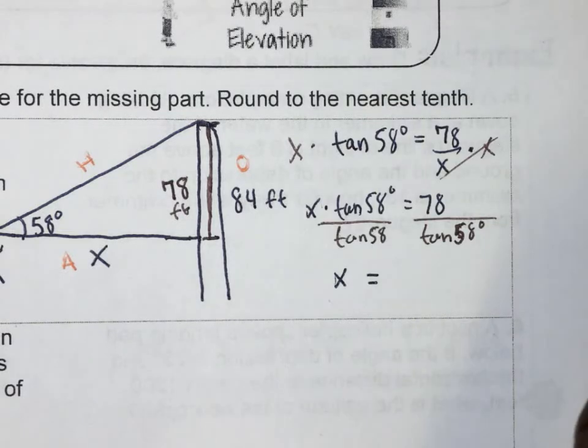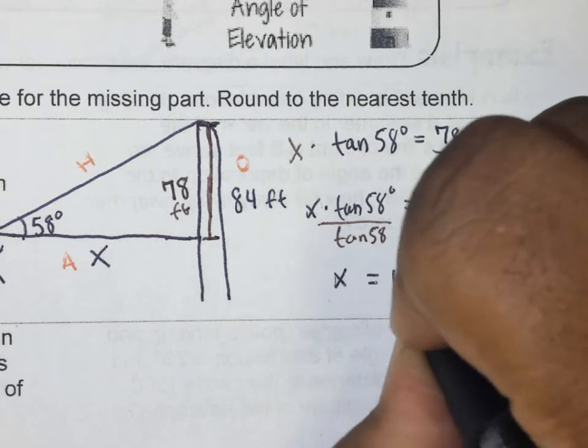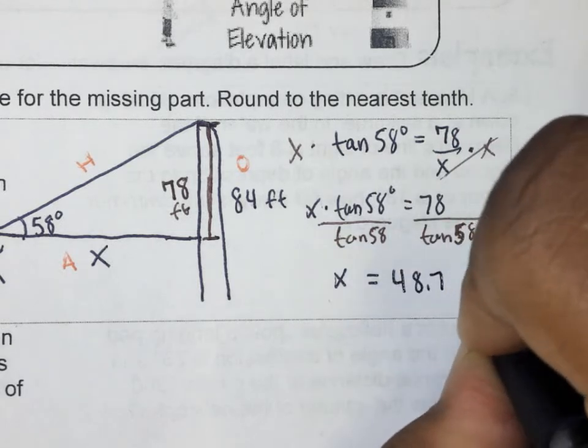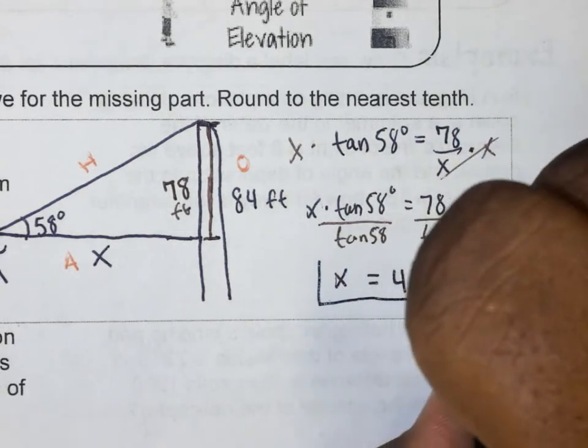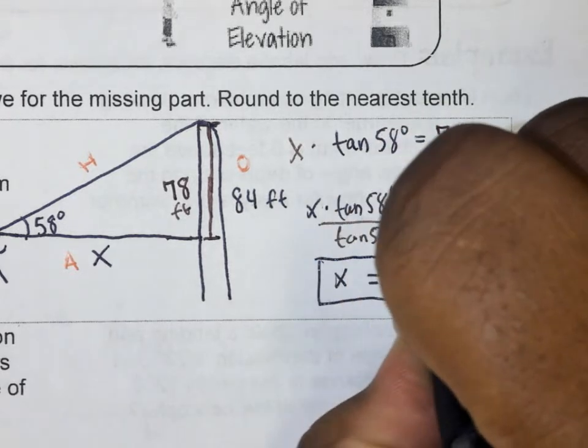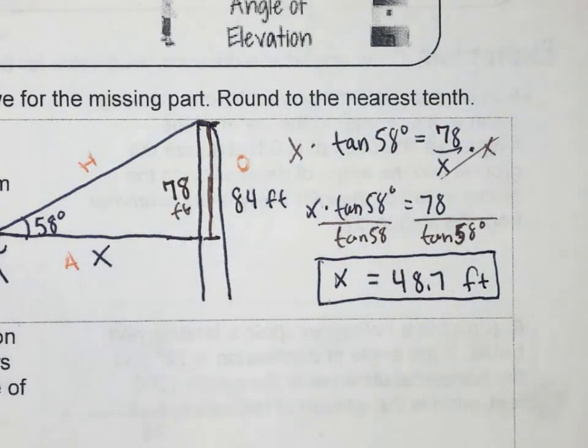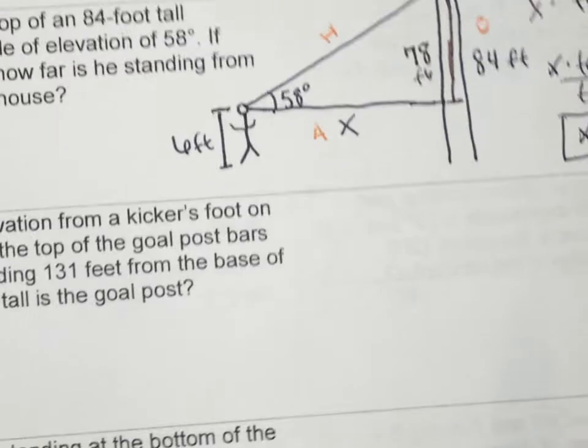Somebody got a number for me already? That sounds good. 48.7 feet. So that was how you would solve this figure, to see how far he is away from the lighthouse. Like I said, a lot of this you're just going to be able to imagine the situation and draw it out. We're going to do a couple more. You should start to click.